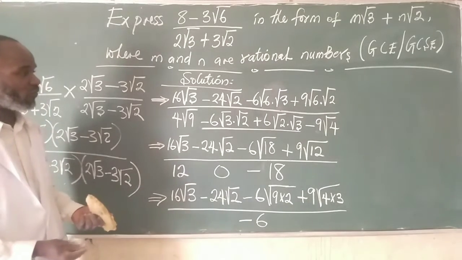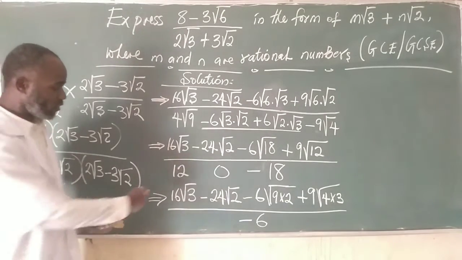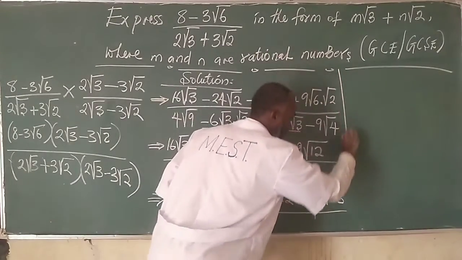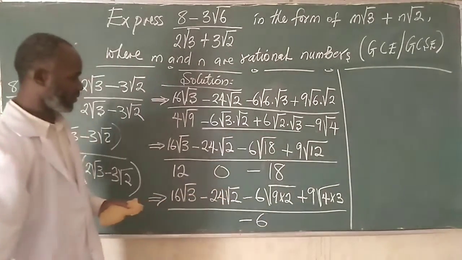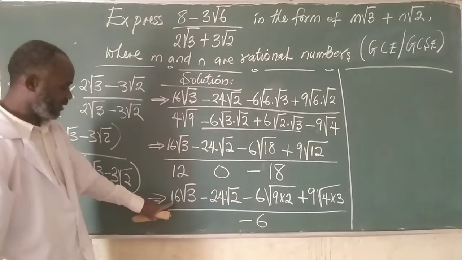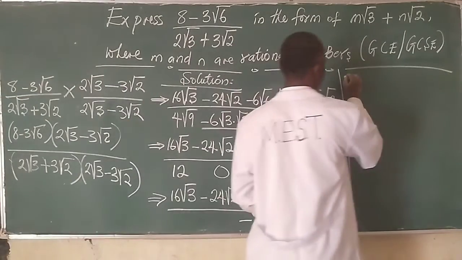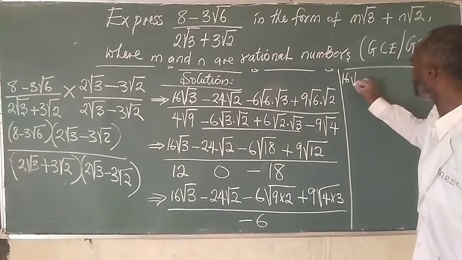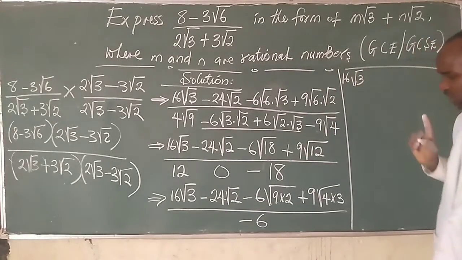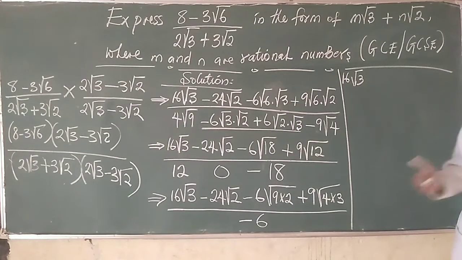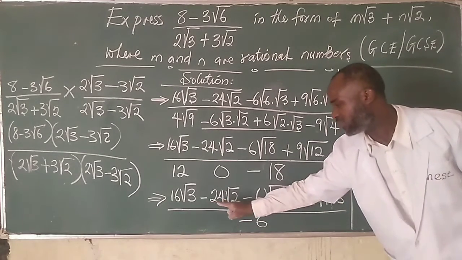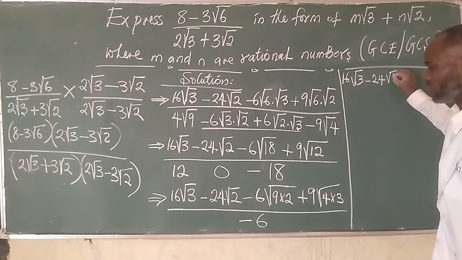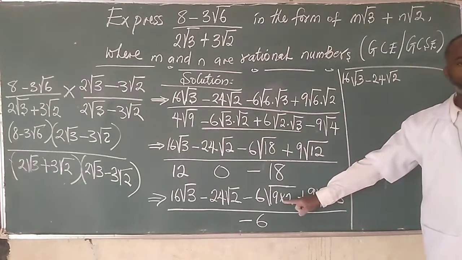Okay? Let's simplify further and arrive at the final answer. We want to simplify further. Let's see what happens. At this point in time, I want to demarcate the board into 2. At this point, we retain 16 square root 3. That's the first thing. So let's look at this. Minus this, we retain this. That's 2, right? So let's see what happens here.